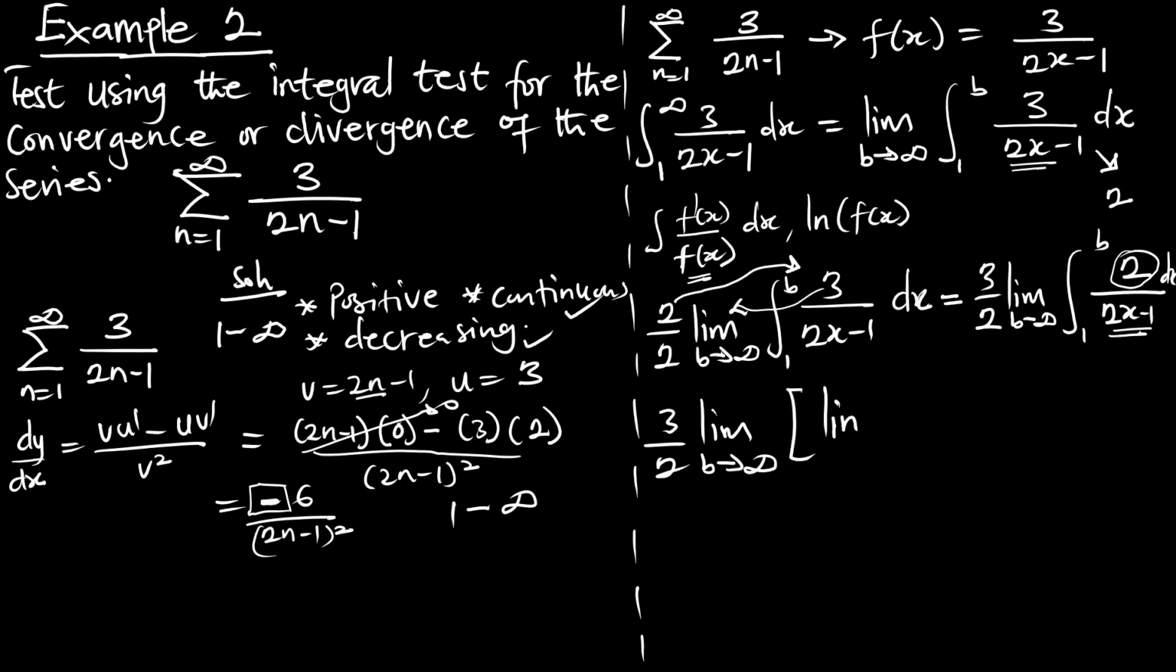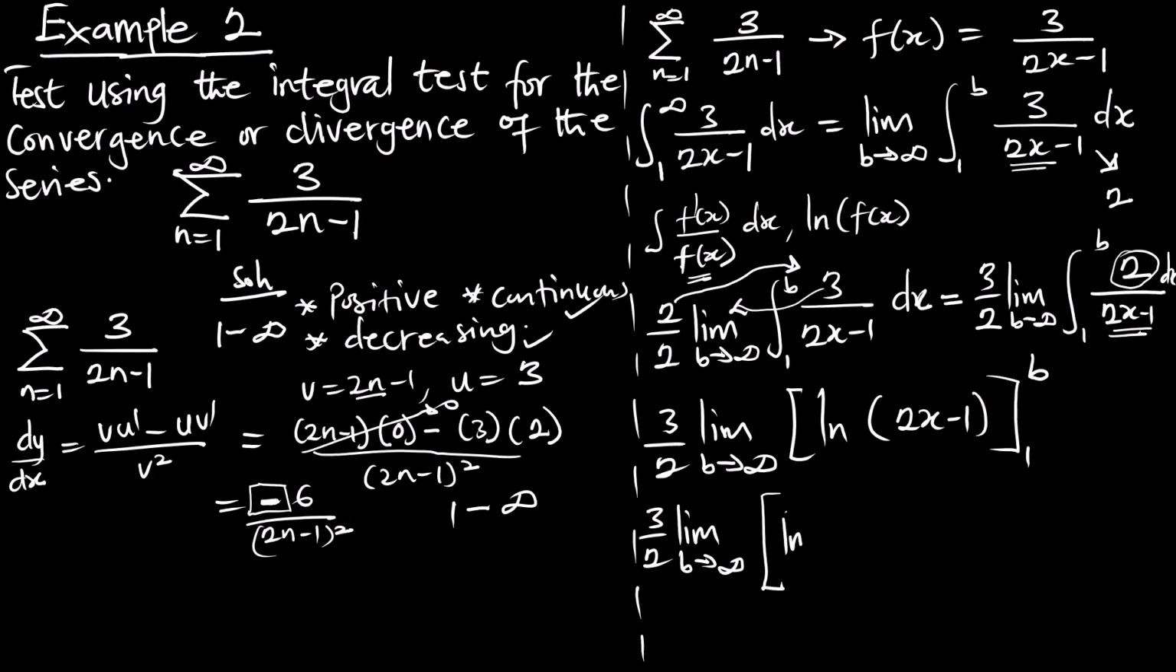The natural log. That means ln of what? 2x minus 1. Now with the limits 1 to what? b. Let's put in the value. That means we are going to have, since 3 on 2 is constant, limit as b approaches infinity. This is going to be the limit of ln of 2b minus 1 minus ln of 2 times 1 minus 1.